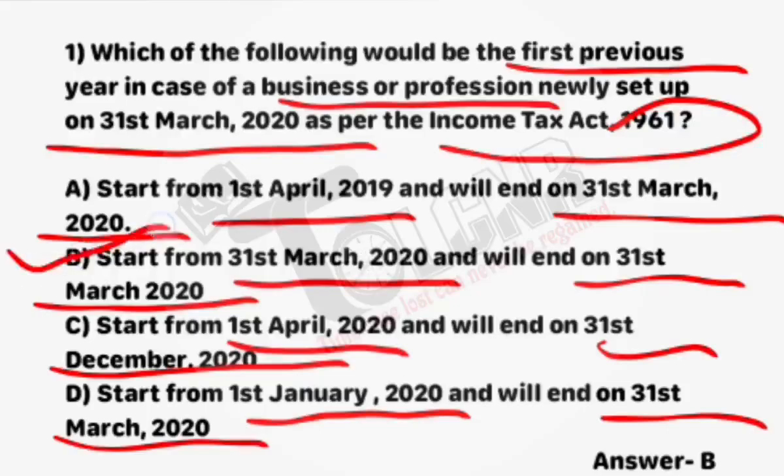Option B is correct. Start from 31st March 2020 and will end on 31st March 2020 would be the first previous year in case of a business or profession newly set up on 31st March 2020 as per the Income Tax Act 1961, right?